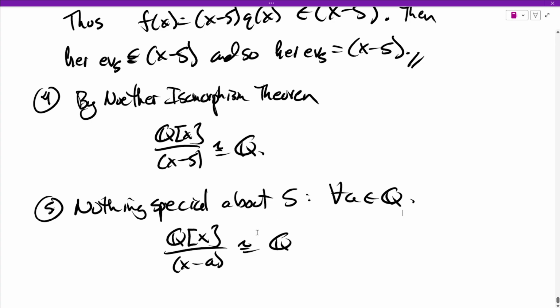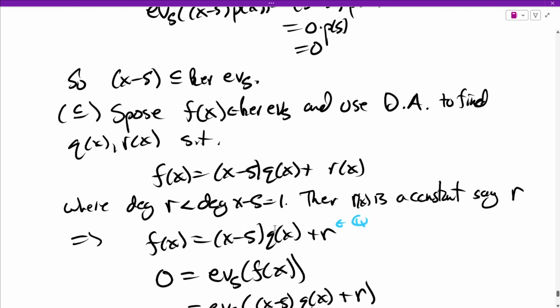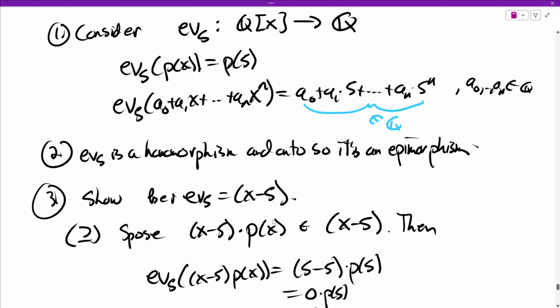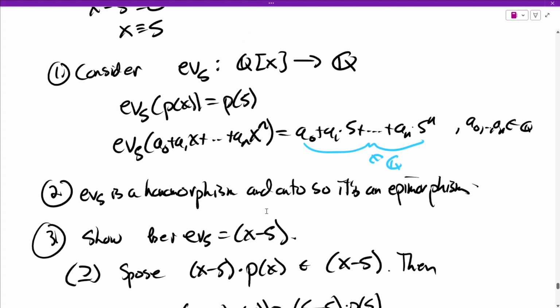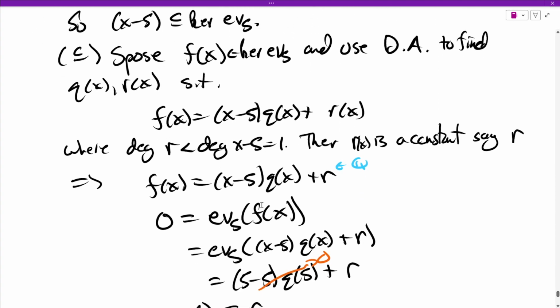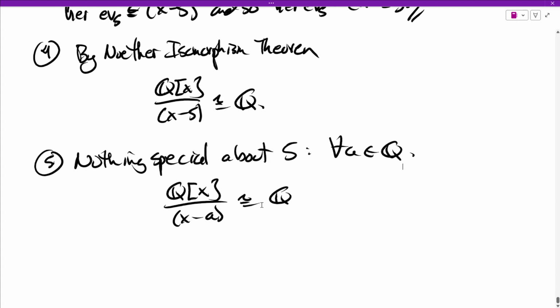How can you prove this? Well, you look at all of this work that we just did, and you replace all the 5s with an a, and absolutely nothing changes. Okay? So it's exactly the same proof. And this is also the same for the previous example with Z adjoin x.